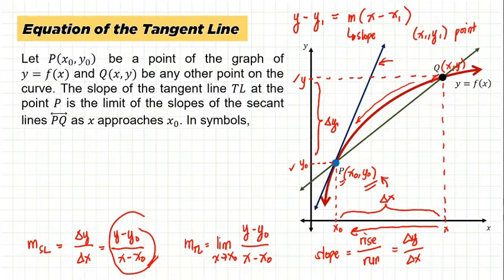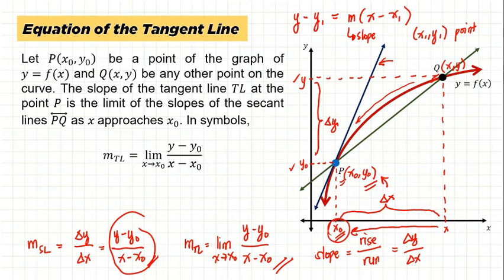Because X will approach X sub O, our C here will be X sub O. So this will now be the formula in finding the slope of the tangent line. That's why we have here the slope of the tangent line TL at point P is the limit of the slopes of the secant lines PQ as X approaches X sub O. In symbols, we have this one.